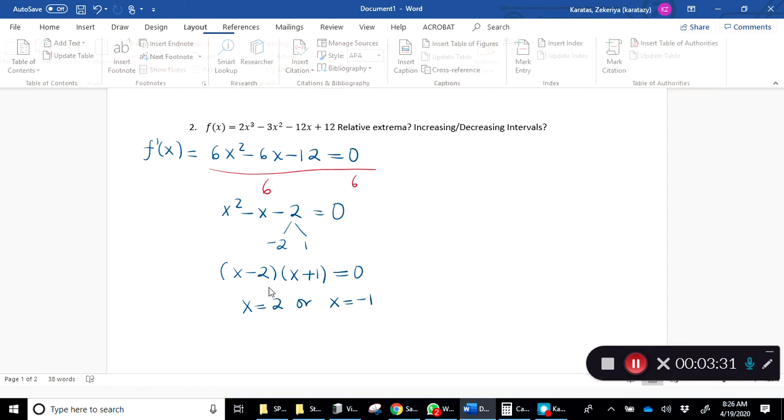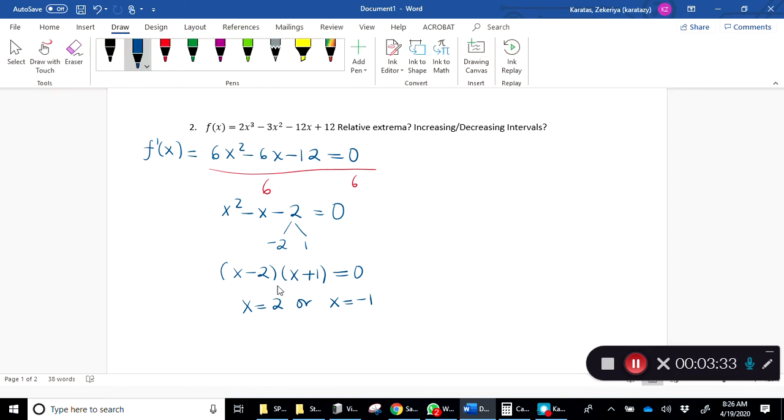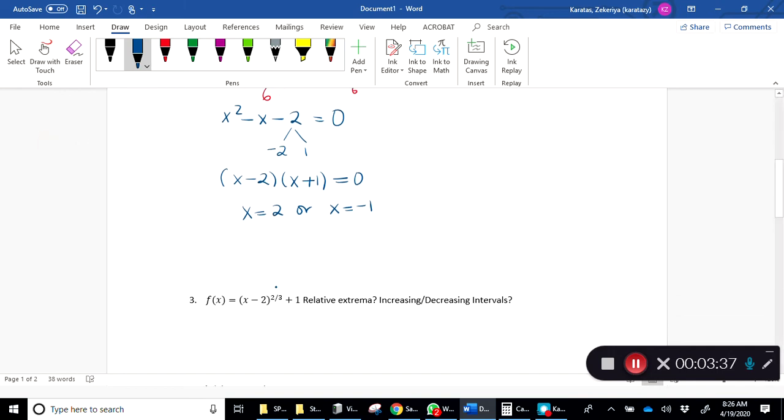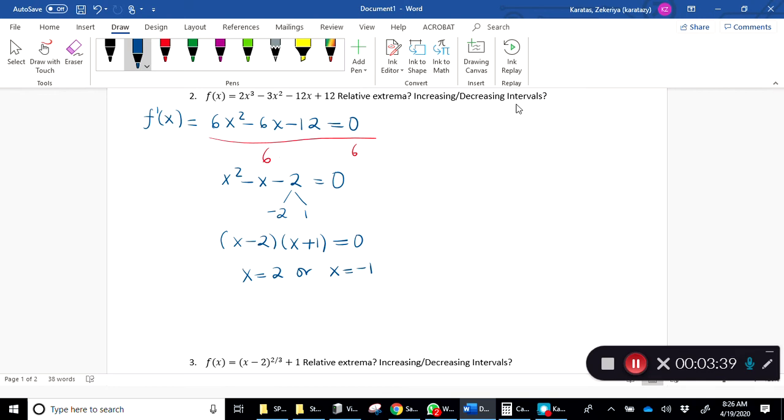So how do we check the sign? Here we go. Let's do that here. So you form this table. This is negative 1. This is 2, and that side is infinity. That side is negative infinity. And here I put f prime, which is 6x squared minus 6x minus 12. You do it like this if you like.